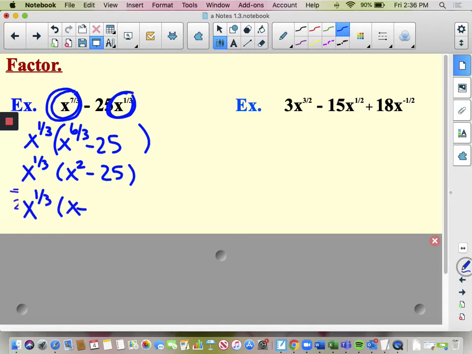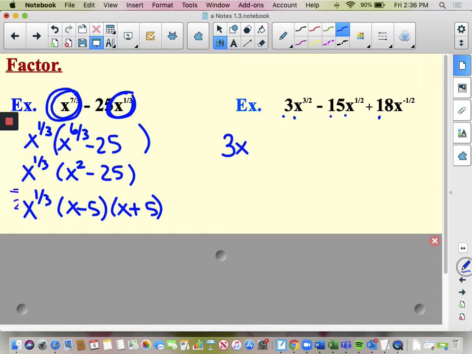That's a difference of squares again, and there you have it. Okay, so pause the video, see if you can start the next example. Okay, so I can take a 3 out of 3, 15, and 18.